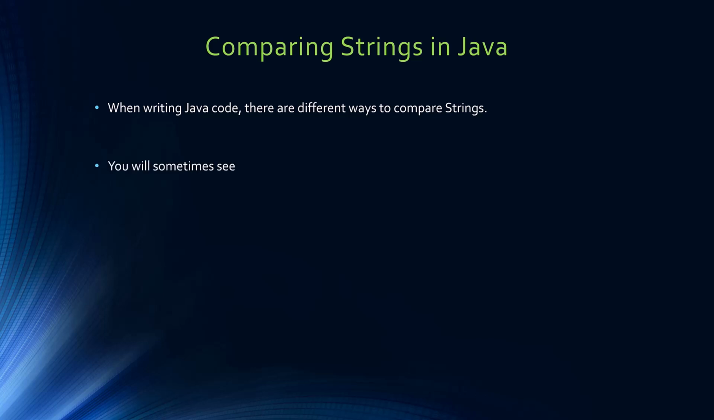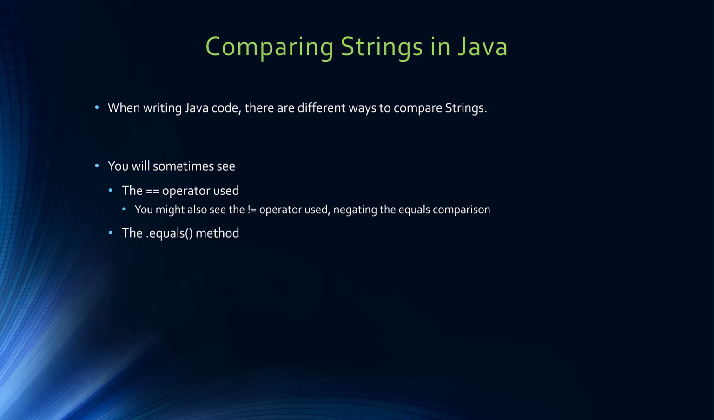You'll sometimes see the double equals operator used. You may also see the not equals operator used, which is the same type of comparison, but checking to see if strings are not equal. Other times you'll see the dot equals method from the string class used to do the comparison.